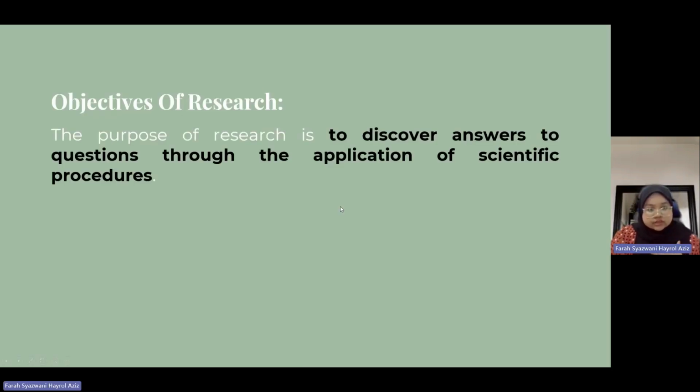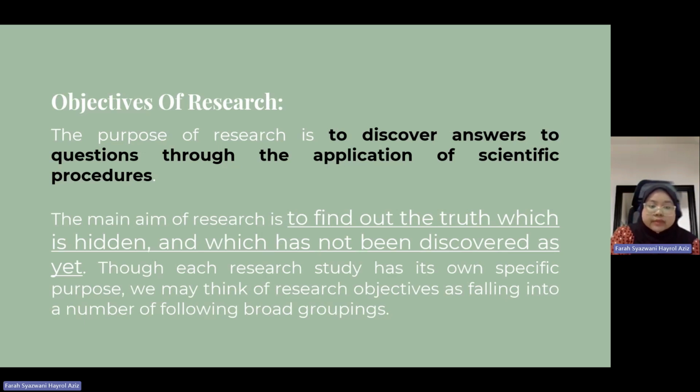As researchers, we must understand that the purpose of research is to discover answers to questions through the application of scientific procedure. Therefore, the main aim of research is to find out the truth which is hidden, and you as a researcher must find the answer. This truth has not been discovered yet. Your research study has its own specific purpose.